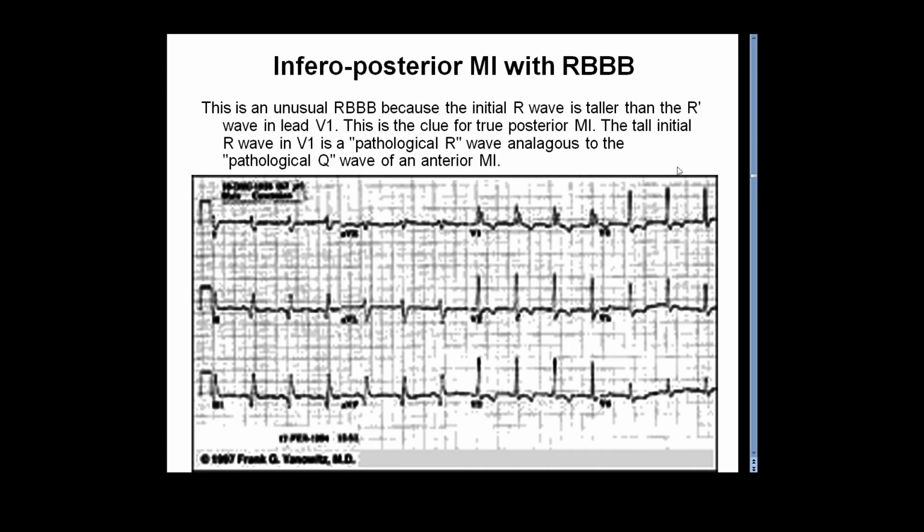Inferior posterior MI with right bundle branch block. This is an unusual right bundle branch block because the initial R wave is taller than the R wave in lead V1. This is the clue for true posterior MI. The tall initial R wave in V1 is a pathological R wave, analogous to the pathological Q wave of an anterior MI.